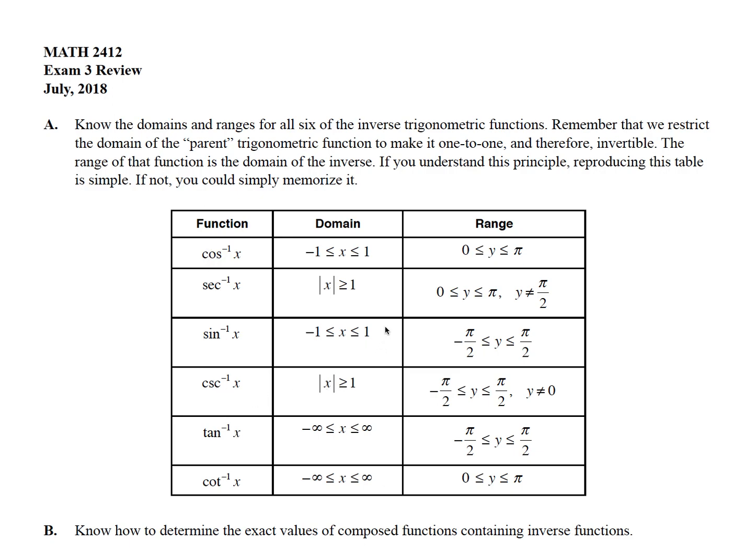Now, the domains of the inverse functions are the range of the parent functions. So cosine and sine are in between -1 and 1, and cosecant and secant are above 1 or less than -1, and the inverse tangent and inverse cotangent domains are all real numbers. All right, so you will need to understand the principle, and that should keep you from having to memorize, but if it's easier to memorize, then just memorize this table.